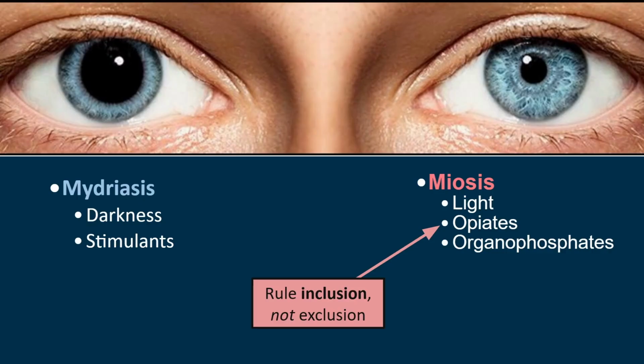Sometimes you get pinpoint pupils with opiates. Sometimes. Which means that you can use it as a rule of inclusion, but not one of exclusion. What I mean by that is you could say, hey, my patient's not breathing very well. I'm going to check the pupils. Oh, they're pinpoint? Let's roll with some Narcan.